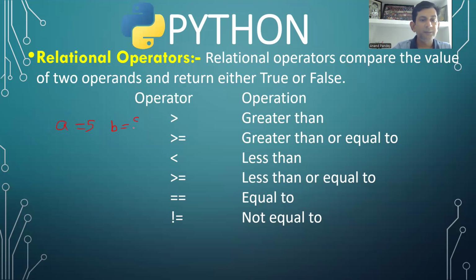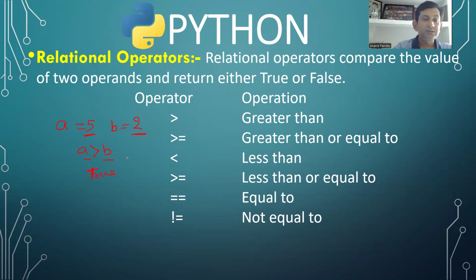Consider here a equal to 5, b equal to 2, and you're comparing whether a is greater than b. So it will check whether a is greater than b or not. If a is greater than b, it will return True. Otherwise, it will return False. True with capital T. Here the value of a is 5 and the value of b is 2, so it will return True here.